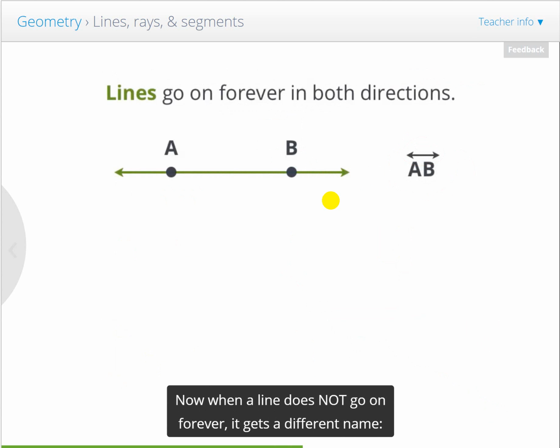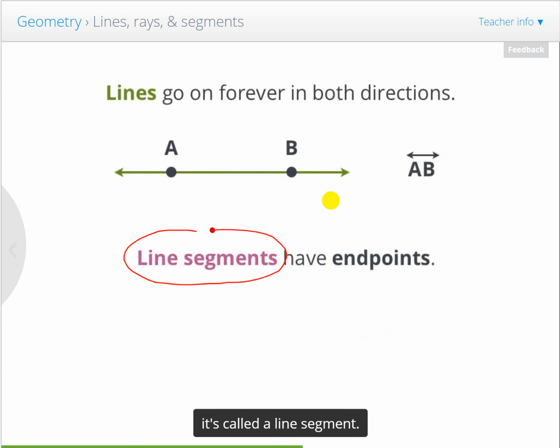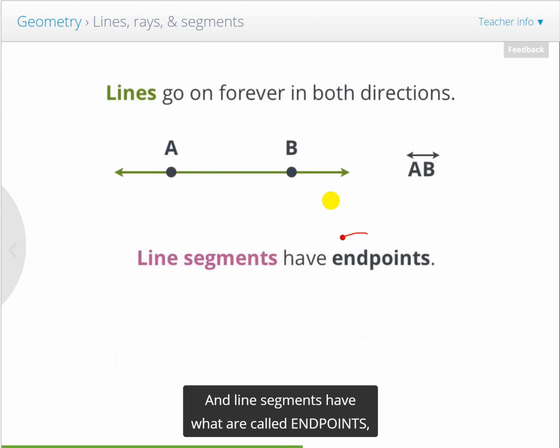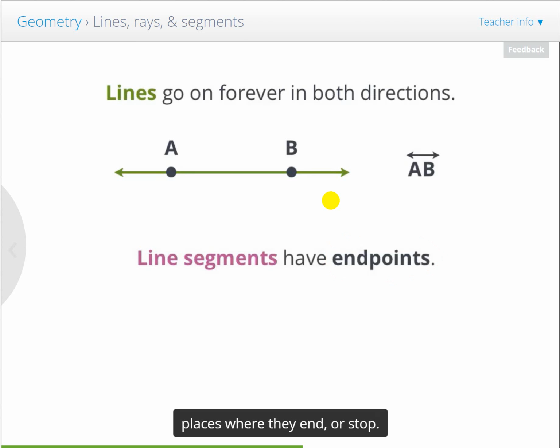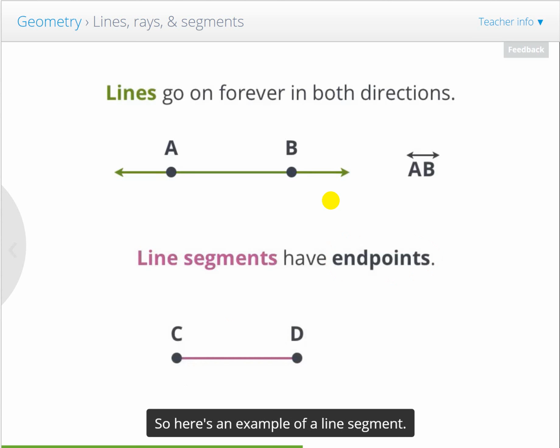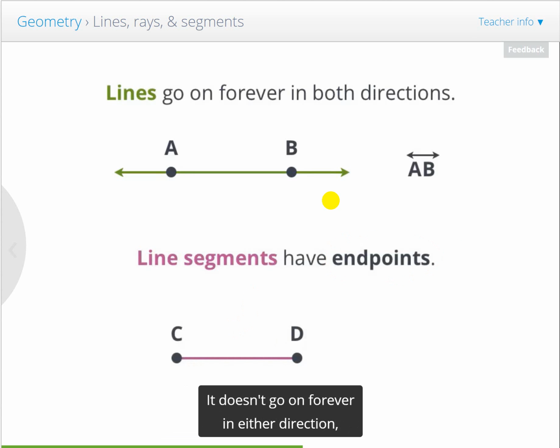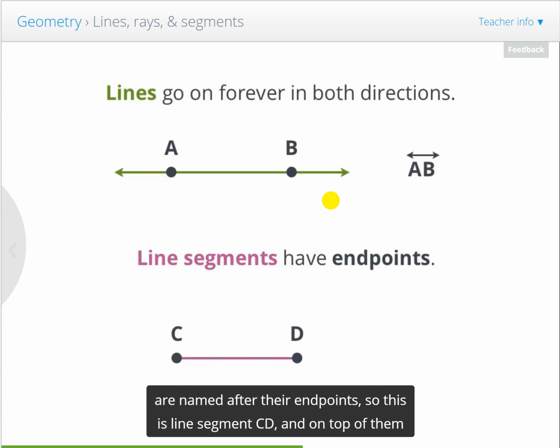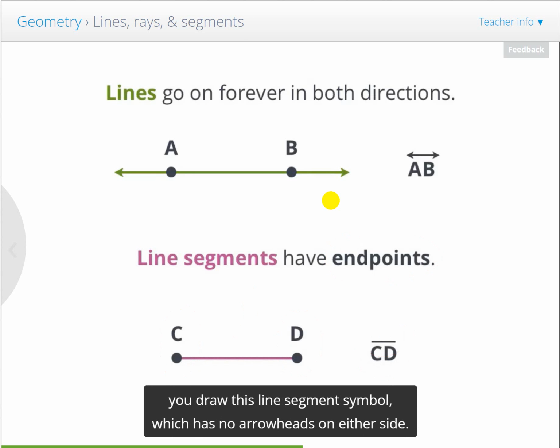Now when a line does not go on forever, it gets a different name. It's called a line segment, and line segments have what are called endpoints, places where they end or stop. So here's an example of a line segment. It doesn't go on forever in either direction and stops at the endpoints C and D. Line segments are named after their endpoints, so this is line segment CD. And on top of them, you draw this line segment symbol, which has no arrowheads on either side.